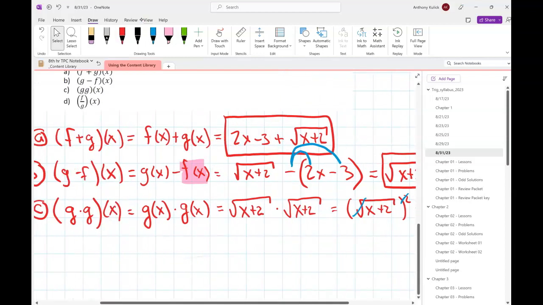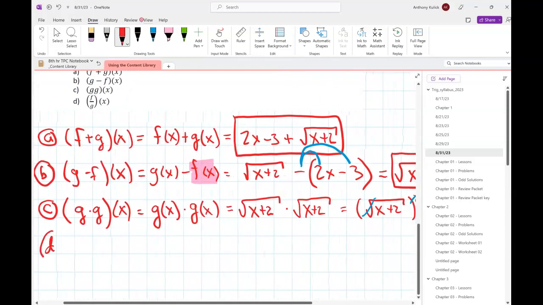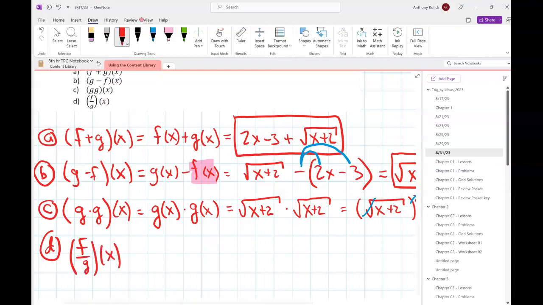All right. Last example. Here we have f divided by g of x. Again, from our definition above, that's just f of x over g of x. I'll replace my f of x with the 2x minus 3, my g of x with the square root of x plus 2. That leaves me with this. Anything I can do with that simplification-wise?